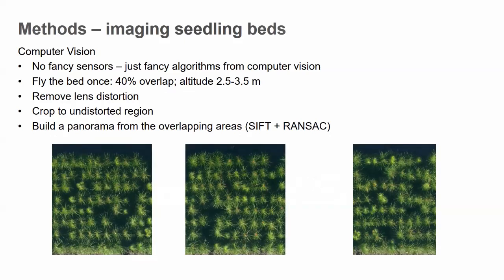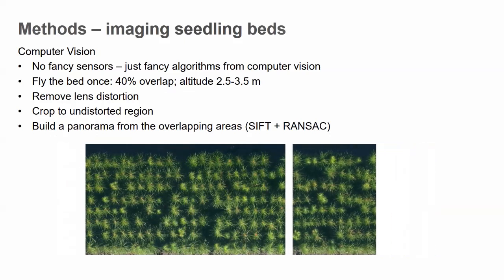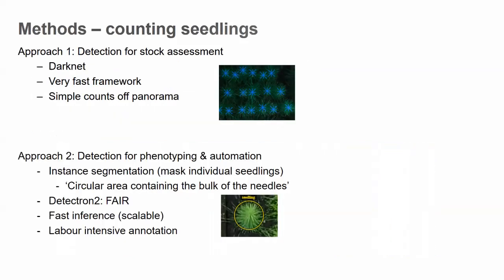These algorithms look for common features in overlapping imagery, and they use these to essentially tie the images together into a continuous panorama. Once we had methods to capture imagery of these long seedling beds, we needed to develop algorithms that could count the seedlings they contained. Our first approach focused only on speed and accuracy, and we chose a neural network architecture called Darknet. This is a very fast framework that allows us to rapidly count seedlings off of the panorama.